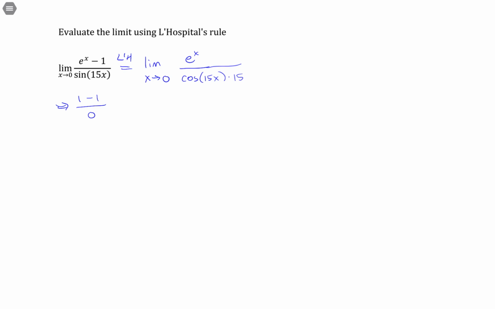Now when we let x go to 0, what would happen here is e to the 0 is equal to 1. Cosine of 0 is 1. So what this results in is 1/15. So now we get a real number, and that's the value of our limit.